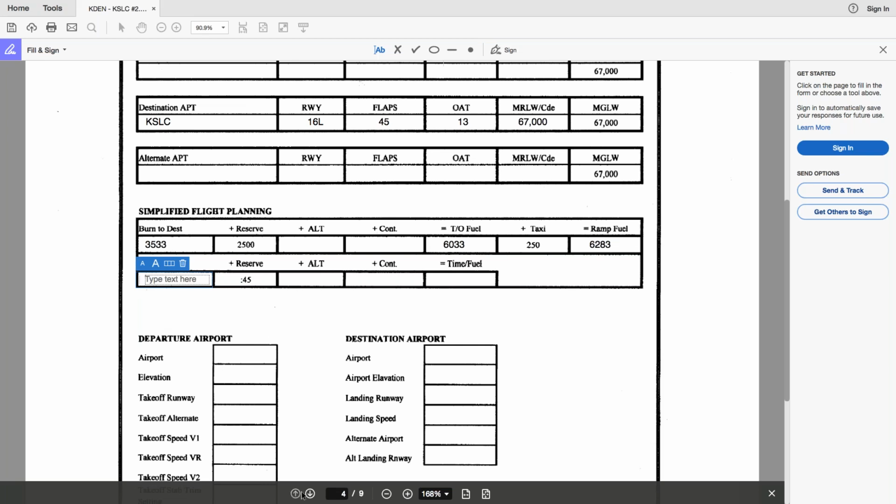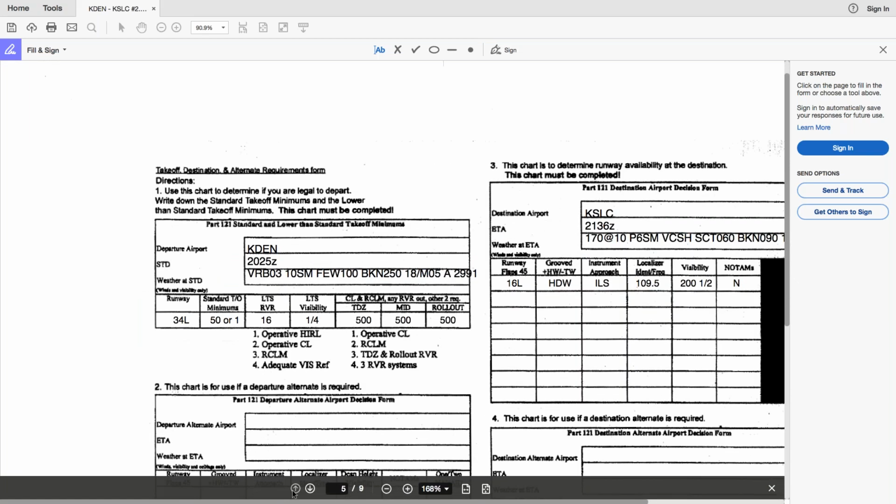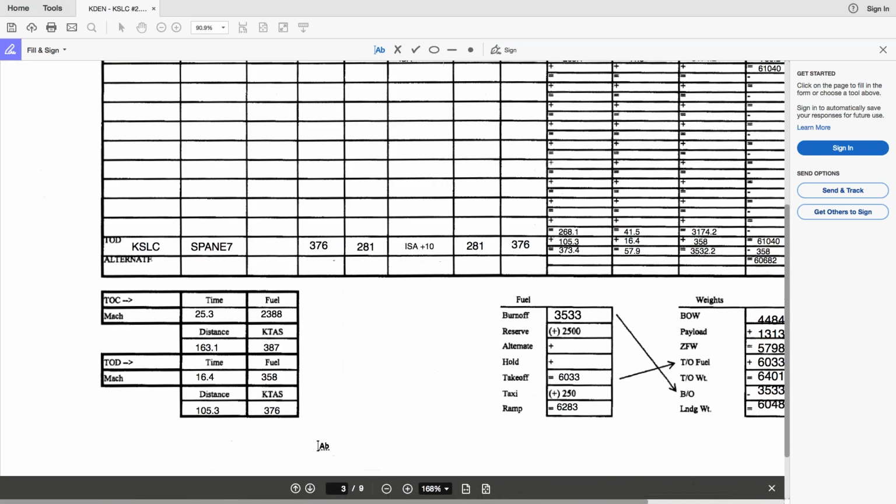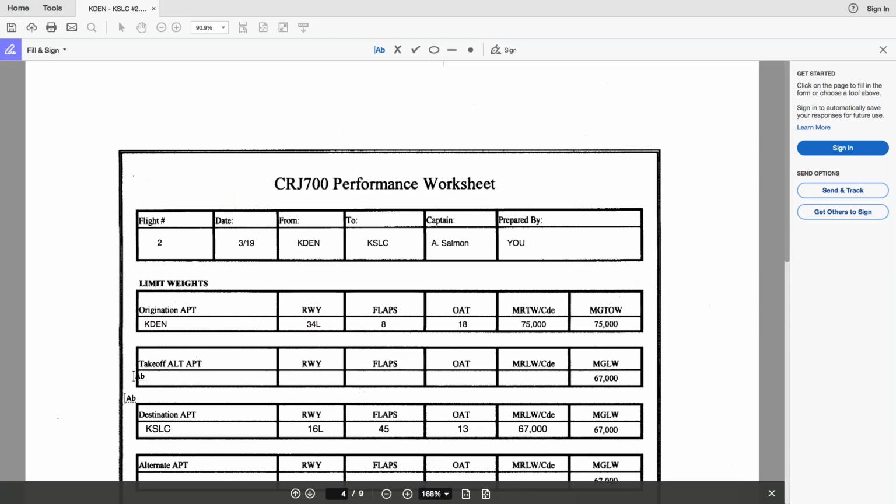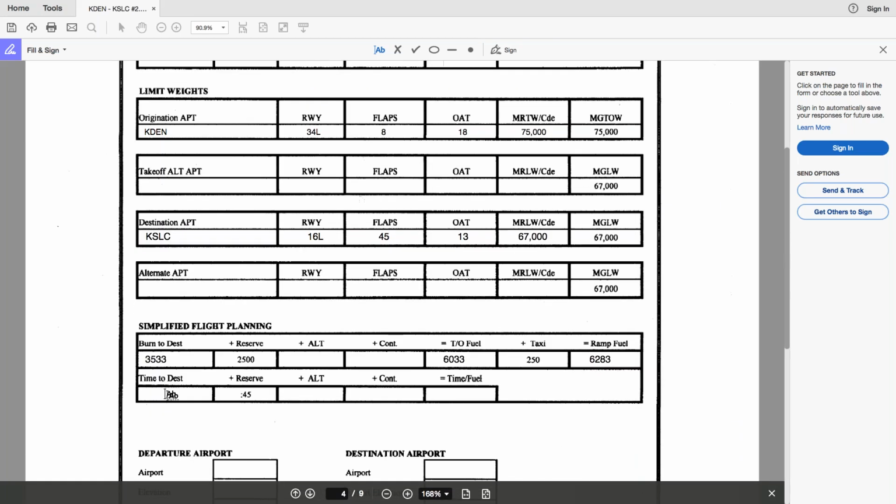What was our time on our IFR flight plan? 57.9 for our burn. Let's just call it 58 minutes for the sake of sanity. Okay. Didn't have an alternate, didn't have contingency, so what's 58 plus 45 in minutes? 1 hour and 43 minutes.